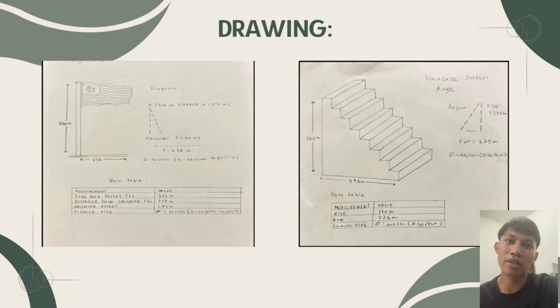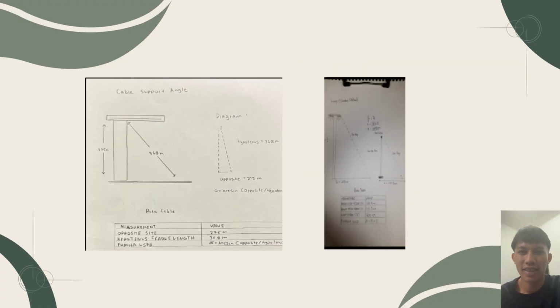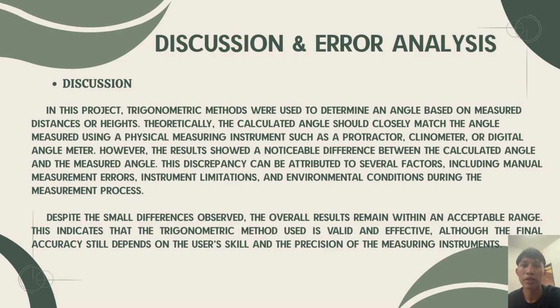So this is a drawing from us. As we can see, on the left is a drawing of flagpole angle of elevation, and on the other side is a drawing of staircase slope angle. This is also a drawing that we have drawn. On the left is a drawing of cable support angle, and on the right is a drawing of the height of a street light using the shadow method. Thank you. So this slide shows our discussion.